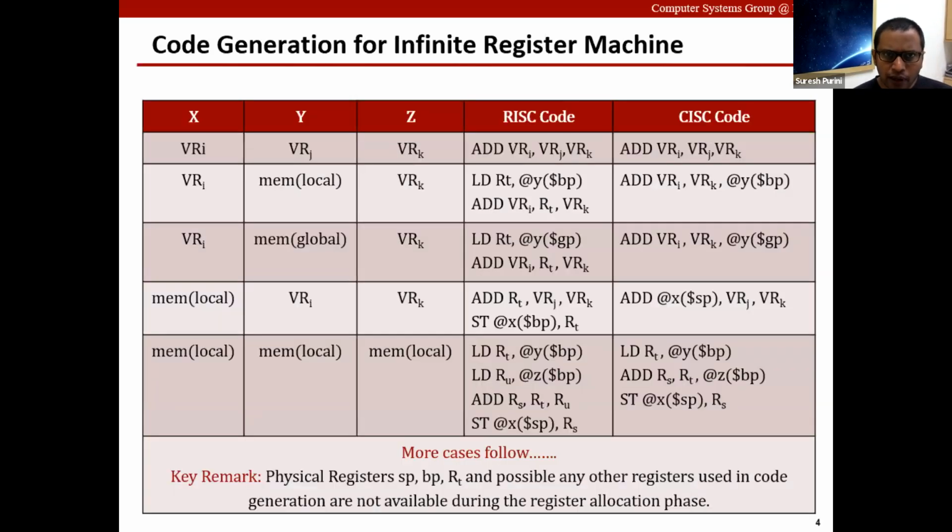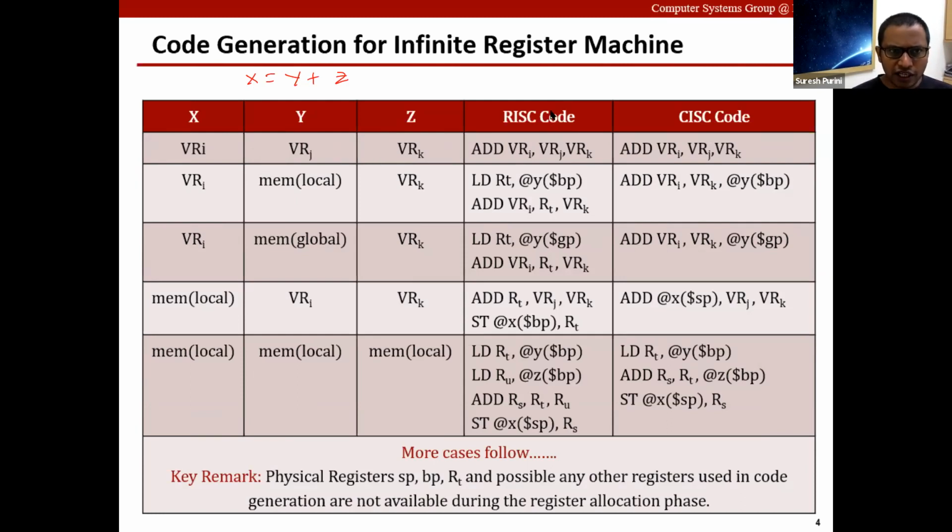Just to recap our discussion from the last class. Let's say there are three variables x, y, z, and the tuple that we have is x = y + z. And all of them are register safe. They are allocated virtual registers VRI, VRJ, and VRK.